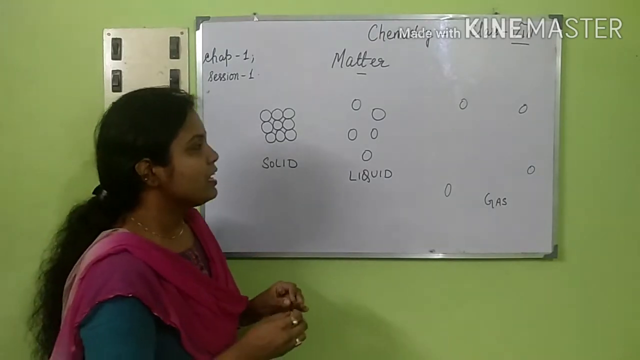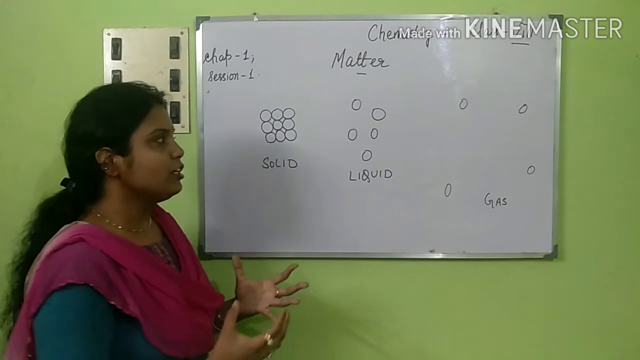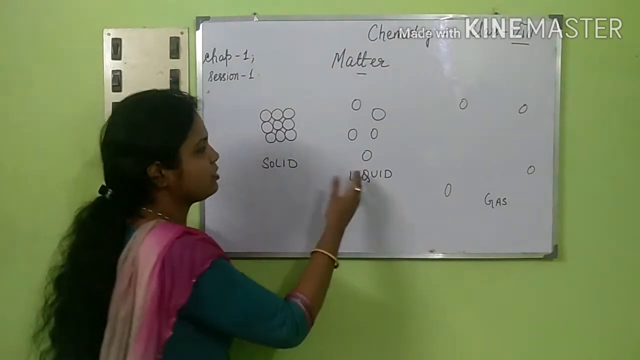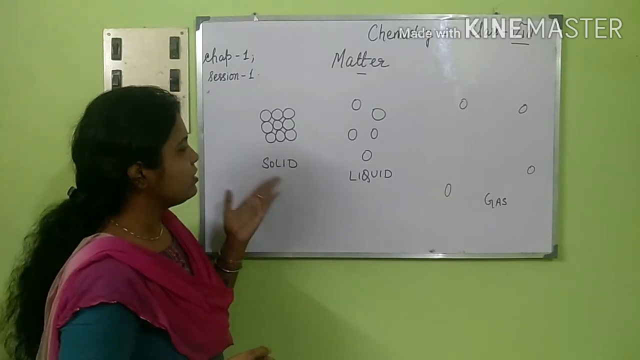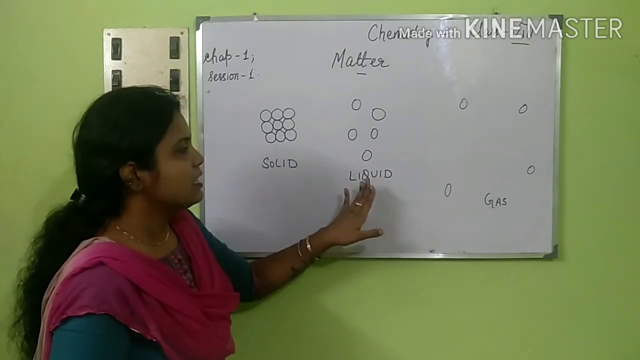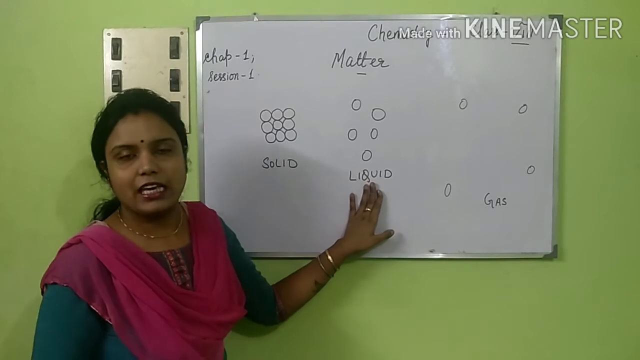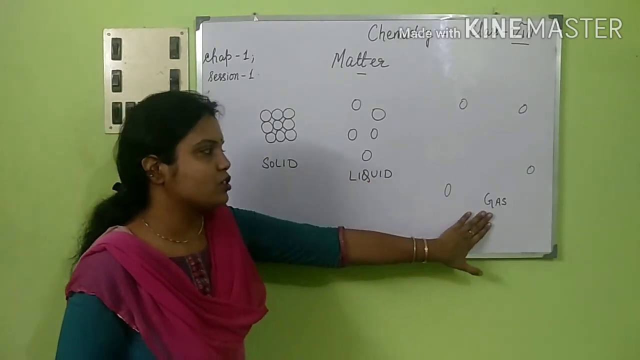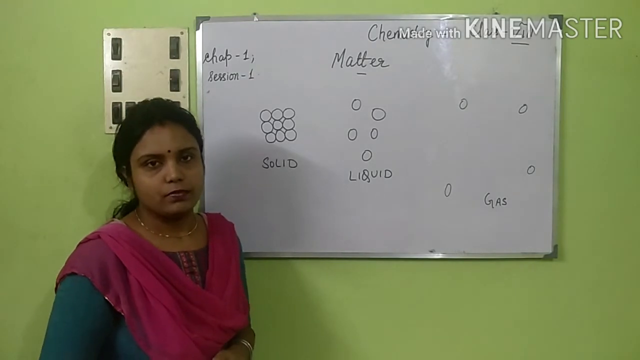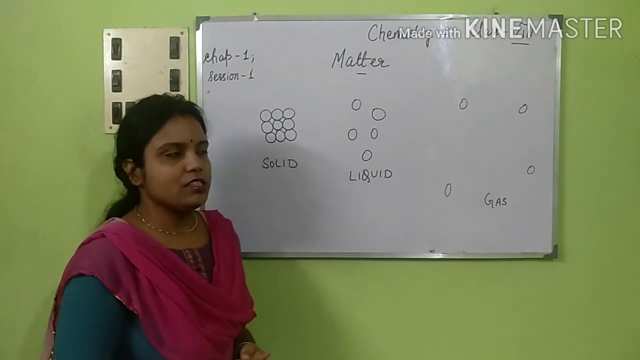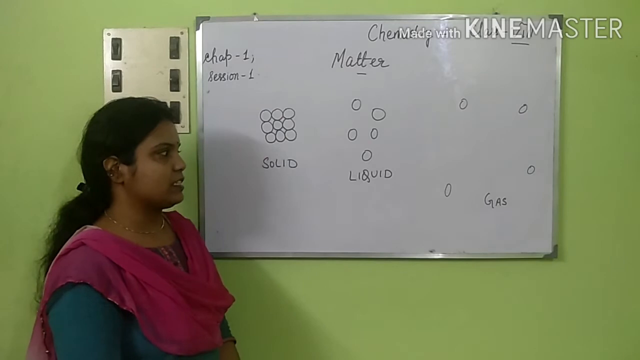Whenever they get enough energy to leave their attractions, it changes to liquid, and so on for gases. Kinetic energy is least in case of solids, then it grows in case of liquid, and it is maximum in case of gases. That is why they can move so randomly. This is what we have discussed in physics.